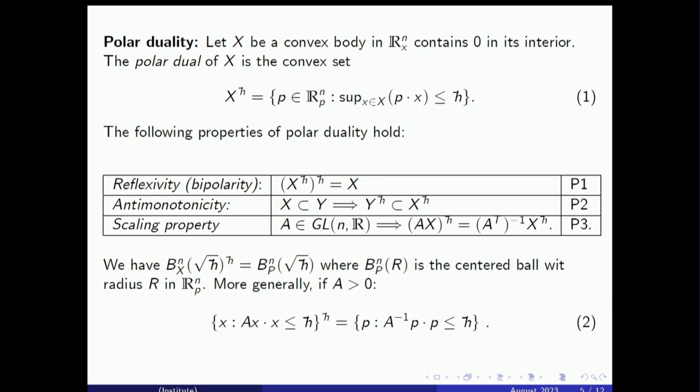More generally, if you take an ellipsoid Ax squared smaller or equal to h bar, then you take the polar dual by just inverting the matrix. It's related to the Legendre transform, but I will not have time to explain this in more detail.